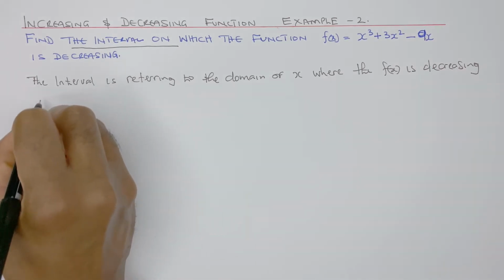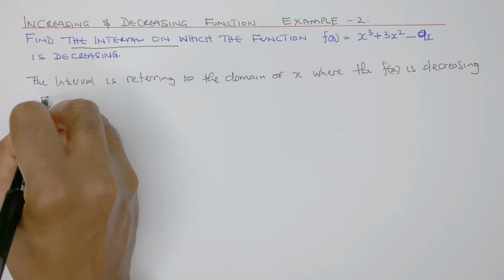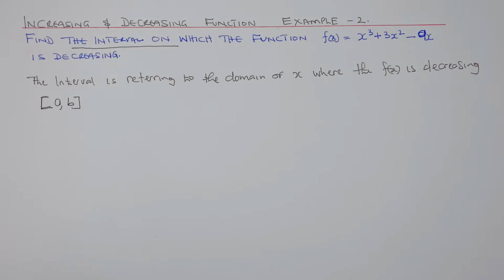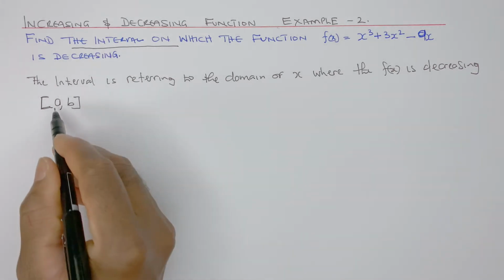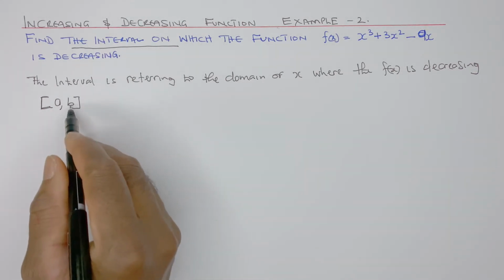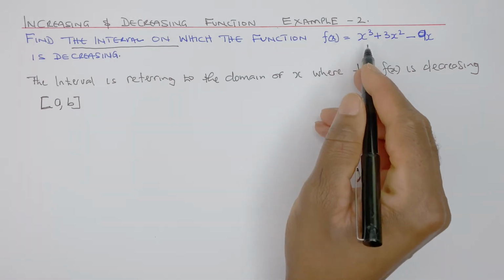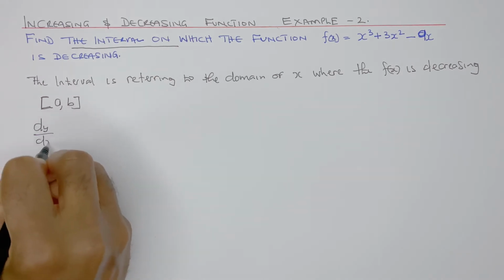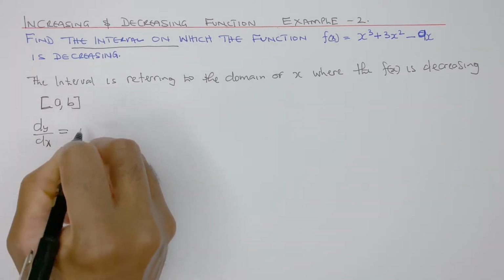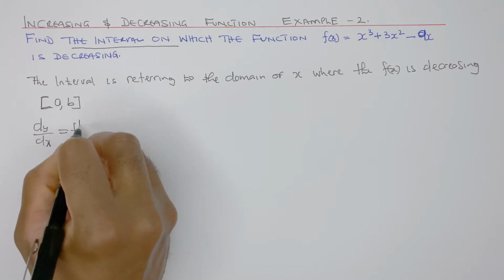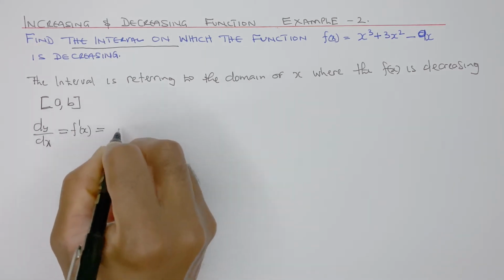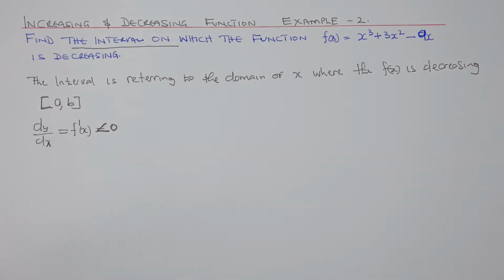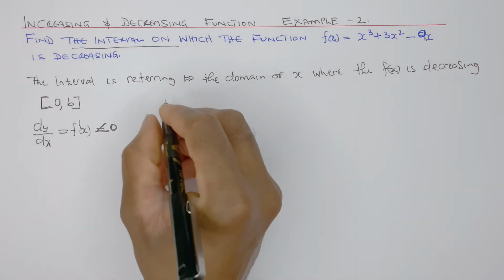That can be represented as square bracket a, b, where a will be the lowest value and b will be the highest value. If this function is decreasing, that implies that dy/dx, also called f dash x, will be less than 0. And so let's find that.